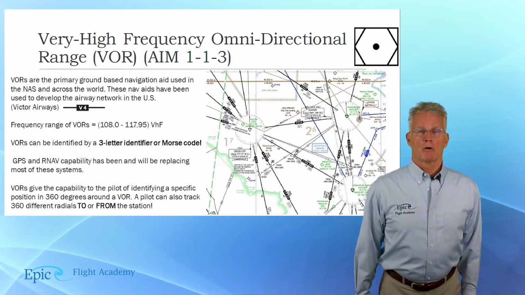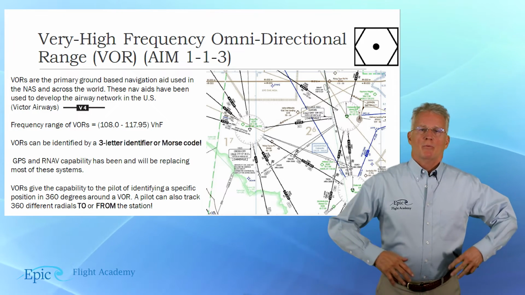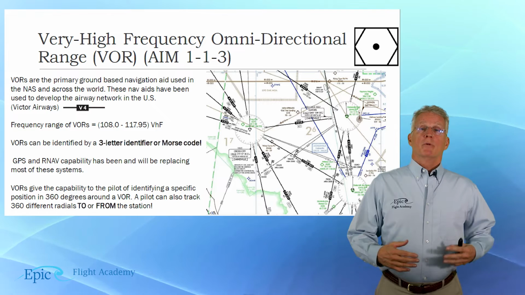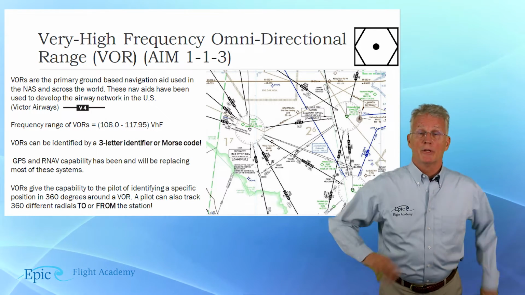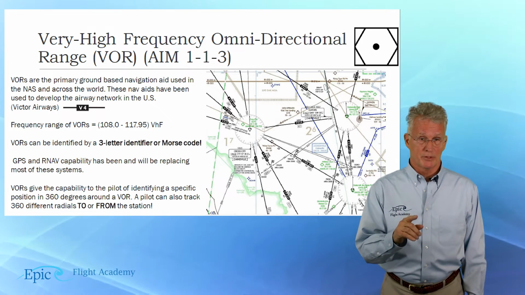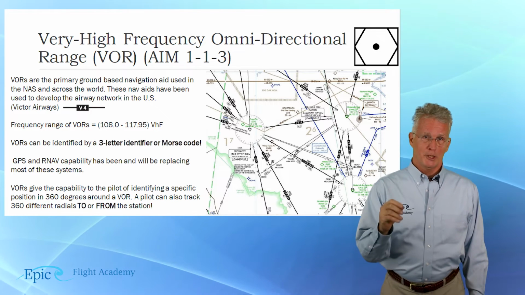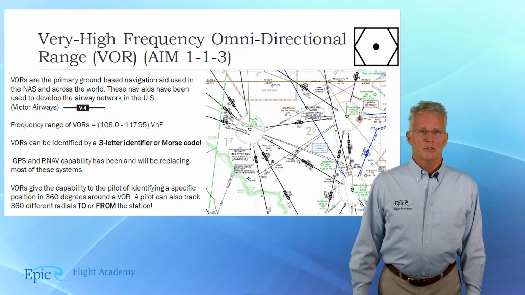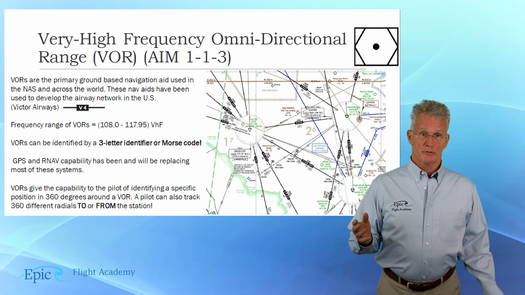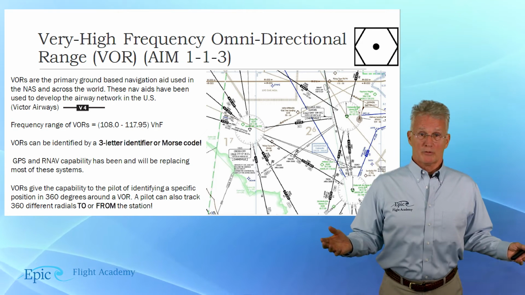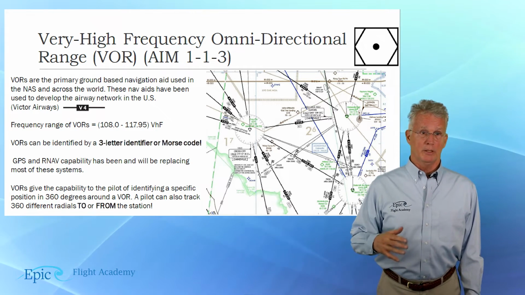Now, the VORs are widely used and they're very effective, and we still fly them today, and we wonder, what does VOR stand for anyway? What it stands for is very high frequency omnidirectional range, VOR. These are the primary ground-based navigation aid used in the National Airspace System and across the world. These nav aids have been used to develop the airway network here in the US.